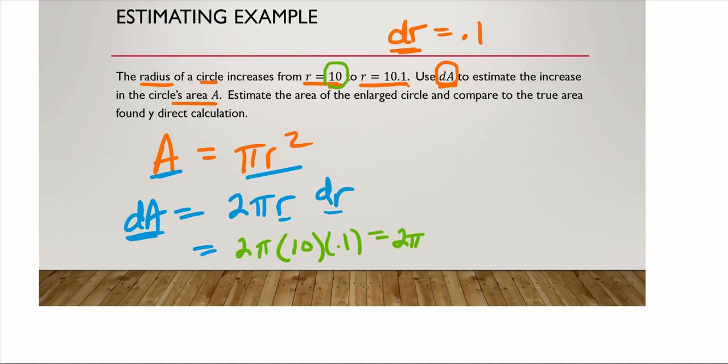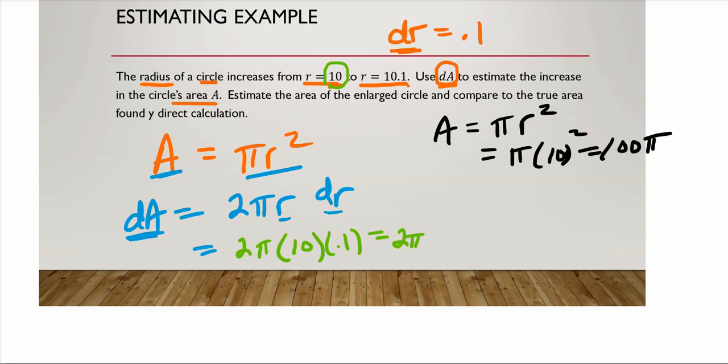Now it says estimate the area of the enlarged circle. Now remember, what is the area of the original circle? The area of the original circle is going to be, A is going to equal pi r squared. But my radius was 10, so it's going to be pi times 10 squared, which is going to give me 100 pi. So the original circle has an area of 100 pi, but the change in the area is going to be 2 pi.